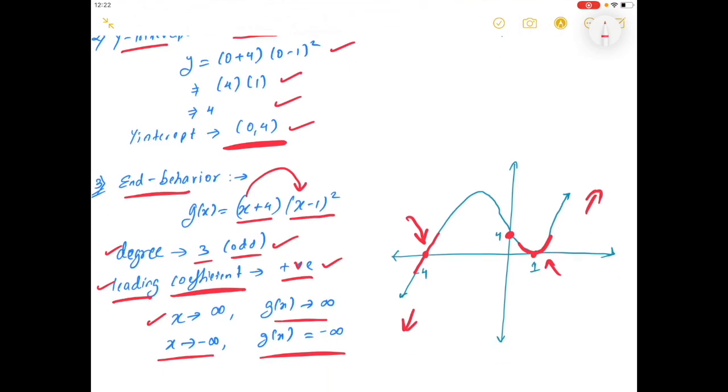So now we have all the required information. We can draw our curve as a freehand diagram without lifting our pen. So that will be the curve of our polynomial function.